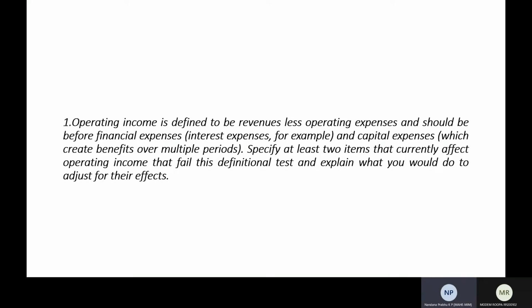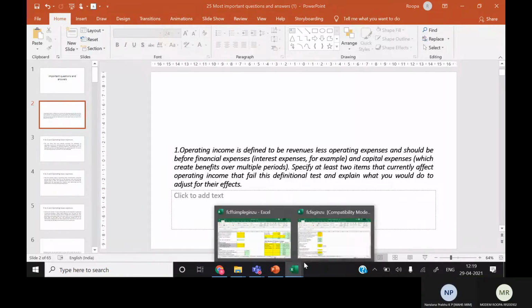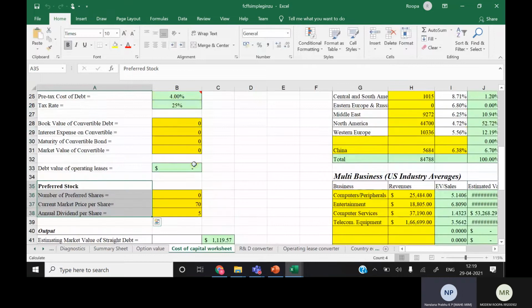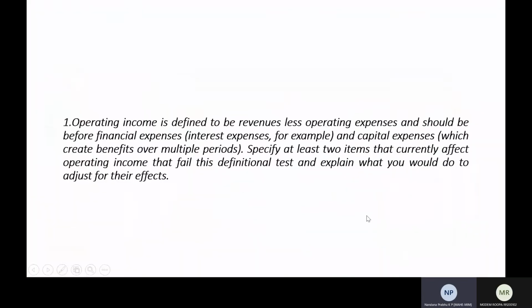There are two items which do not come within this definition that we have given to the concept operating income, and explain what you would do to adjust for their effects. And we have done that in our FCFF model. So let us try to know what those two items are, and then we will go to the FCFF model to understand how it is done. We can go to the next slide and then come back to the valuation input of the FCFF model.